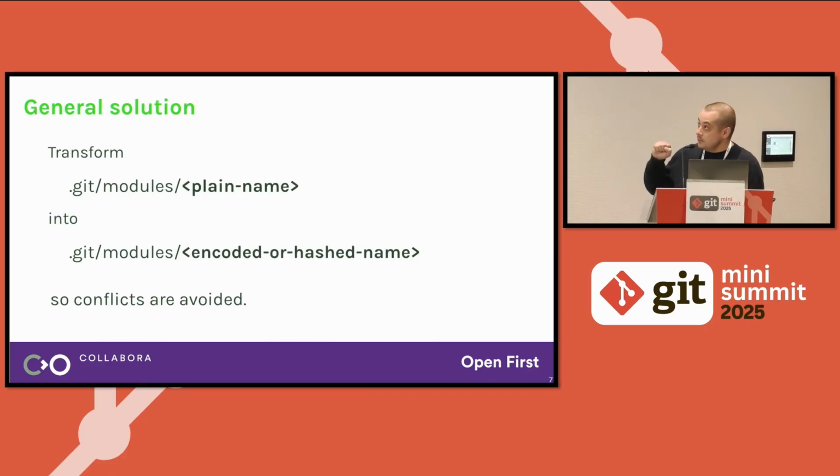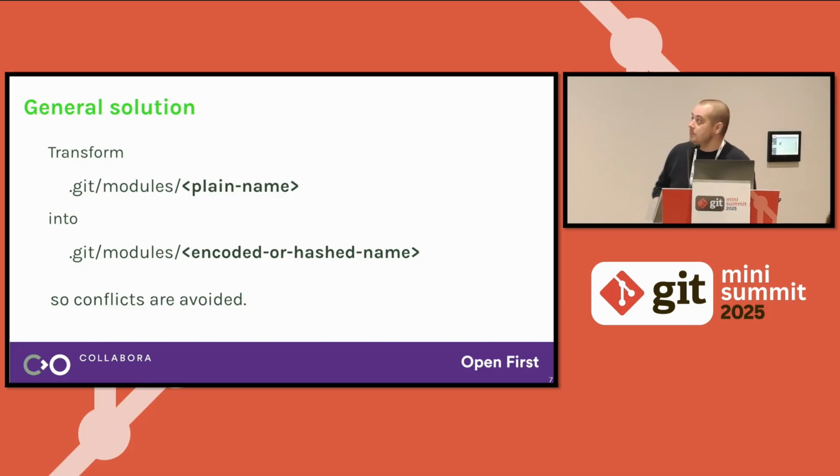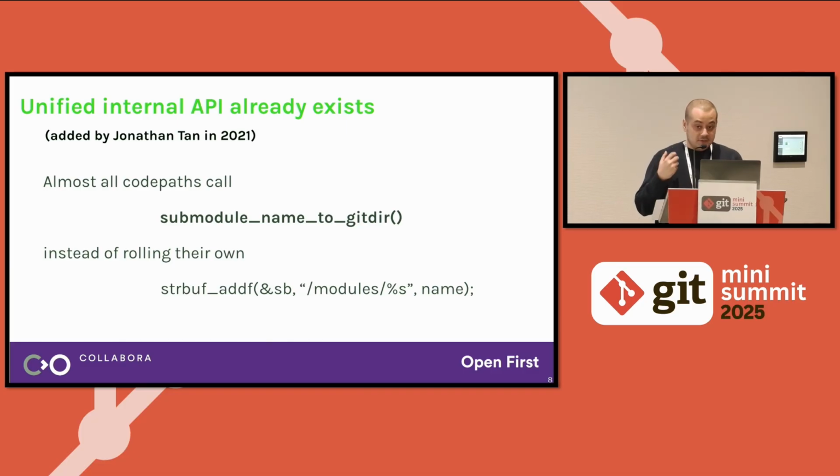The general solution is to somehow encode those file names so they don't conflict, right? Instead of using the plain name, you encode or hash it. So it's pretty simple. Now, there's a unified API internally, which was added in 2021.